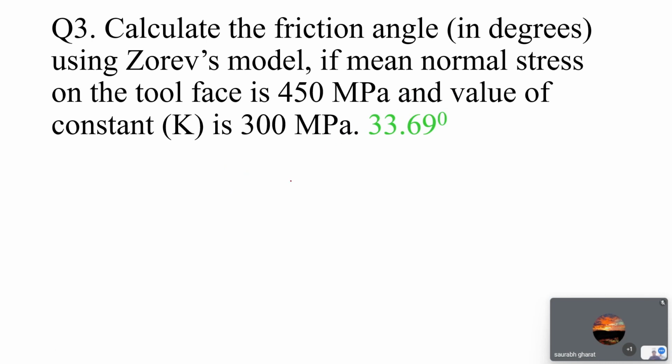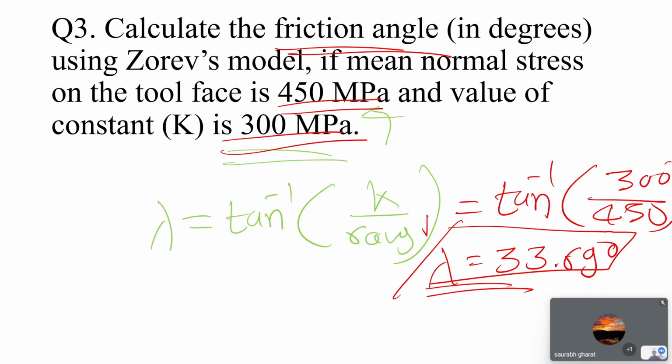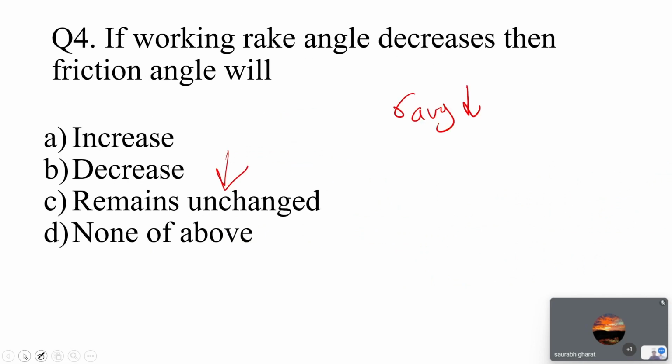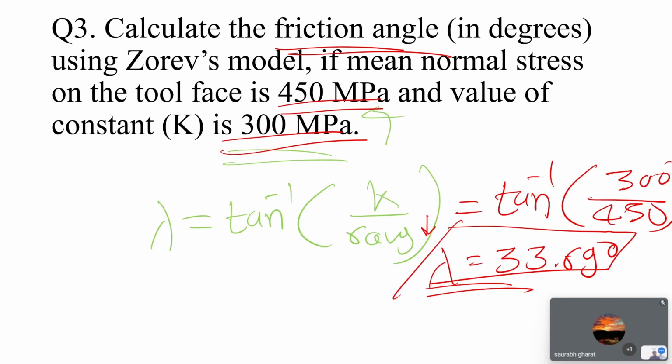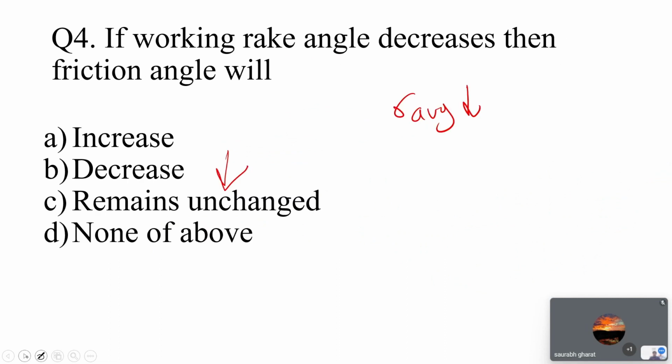First, your sigma average will decrease, due to which your beta friction angle will increase. Actually, the friction angle will decrease. This beta is going to decrease. No, with decreasing rake angle, this will increase. With decreasing the rake angle, your sigma average starts increasing, because it becomes like this.